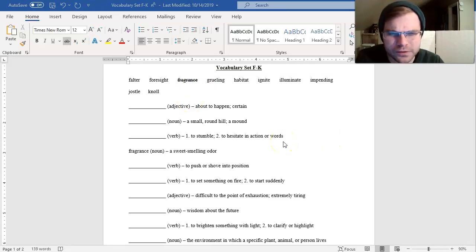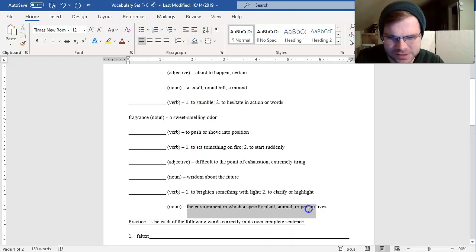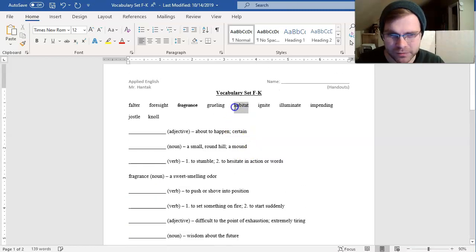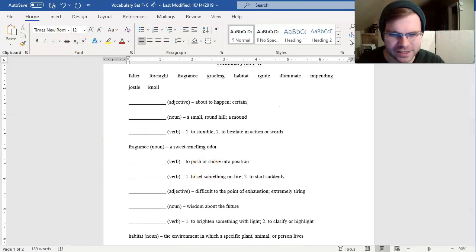Are there any others that I can define without any help? Habitat looks familiar to me. I know that has to do with like animals. Let's see if I can find something that has to do with that. The environment in which a specific plant, animal, or person lives. I know that's a habitat. There we go. So now I've eliminated 2 of my nouns. So all I've got left are 4 verbs, 2 adjectives, 2 nouns. Maybe that'll help me as I'm defining as I go down the line.